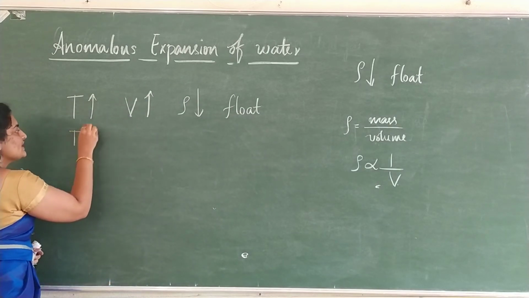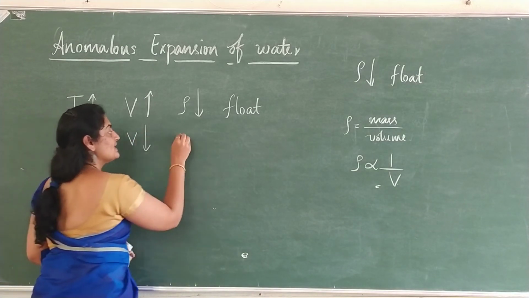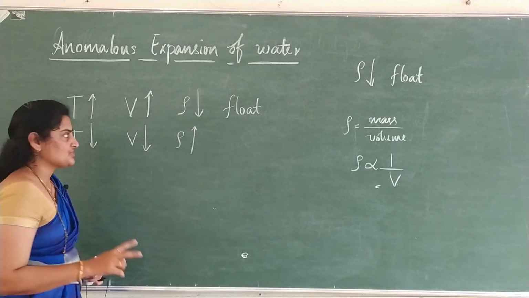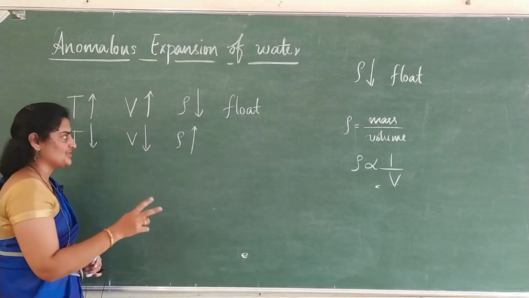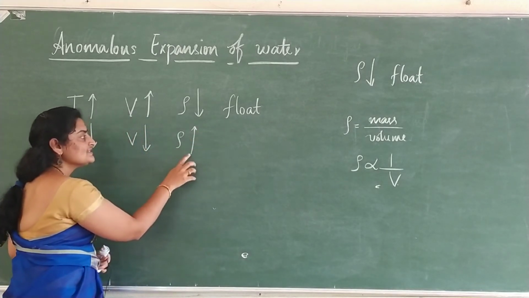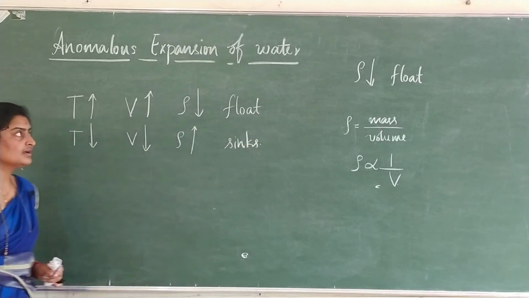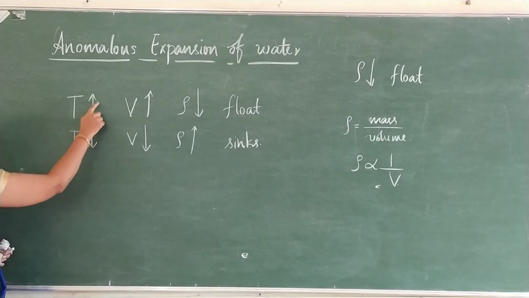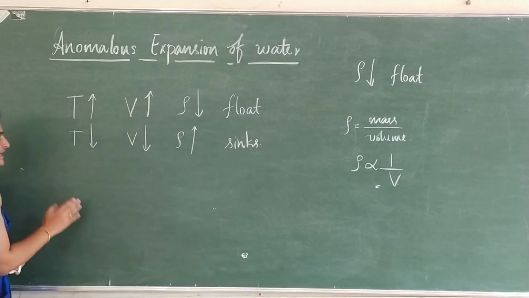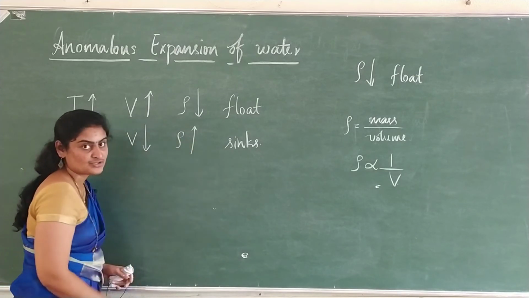Now, if temperature is decreased, volume has to decrease, density has to increase because volume and density are inversely proportional to each other. If volume is decreasing, density has to increase. If density increases, density is more, it sinks, right? So if temperature increases, volume increases, density decreases, and it has to float. Similarly, if temperature decreases, volume has to decrease, density has to increase, and it has to sink.